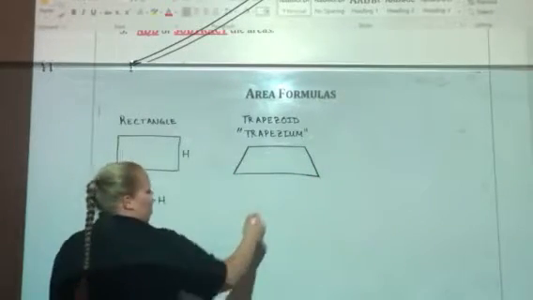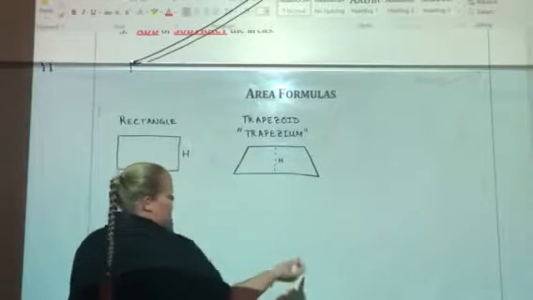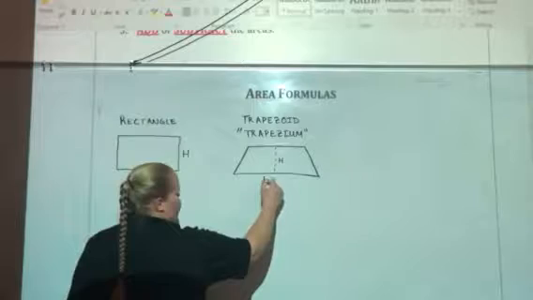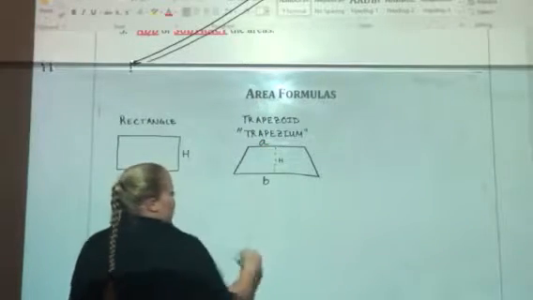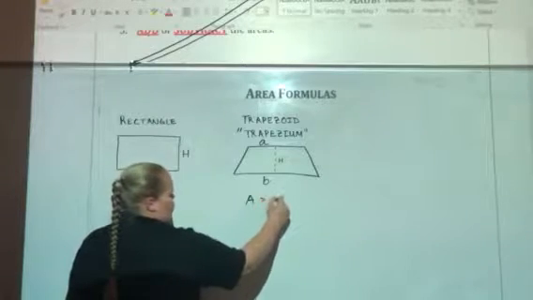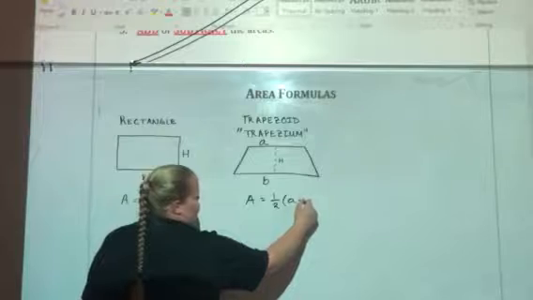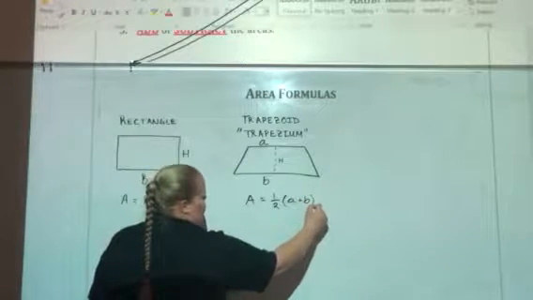The height is the distance from top to bottom. Here's the first base. This is the second base. So the formula for the area of a trapezoid is going to be 1/2 times the first base plus the second base, times the height.